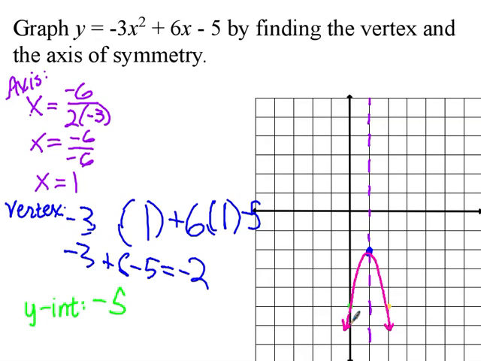Questions over what we've done? Okay, so what is one part of a parabola? The axis of symmetry. What's another part? The vertex. What is another part that we use to graph? The y-intercept. Okay, good job.